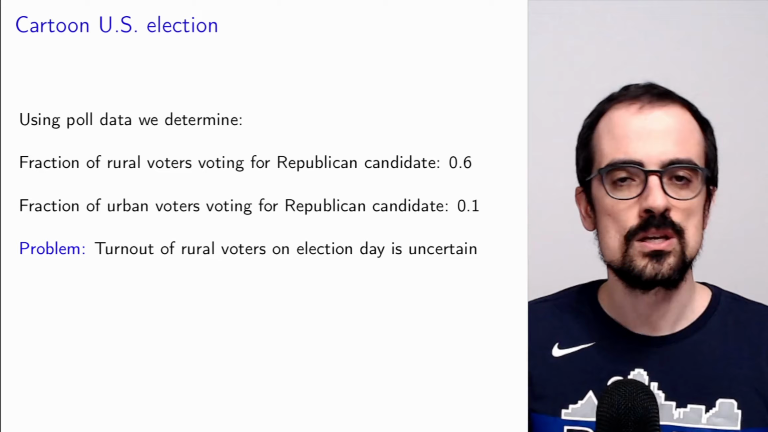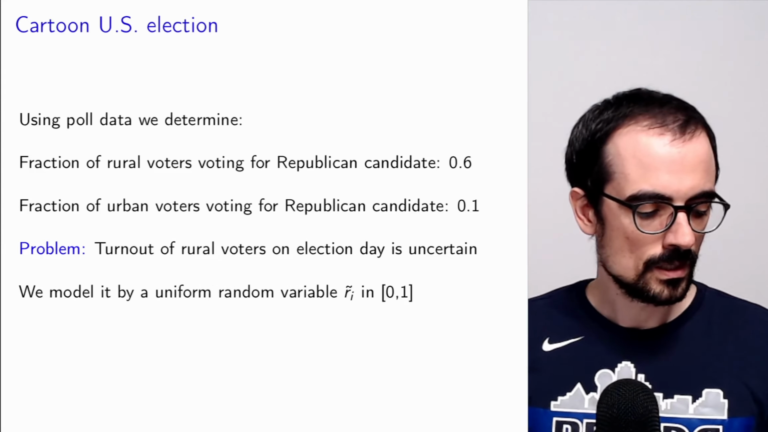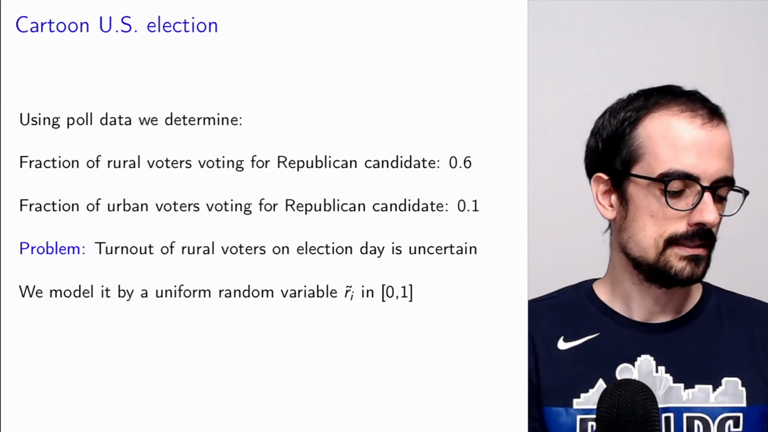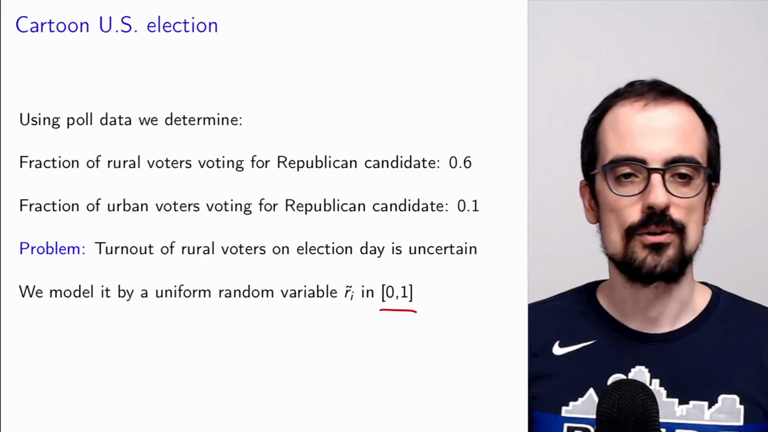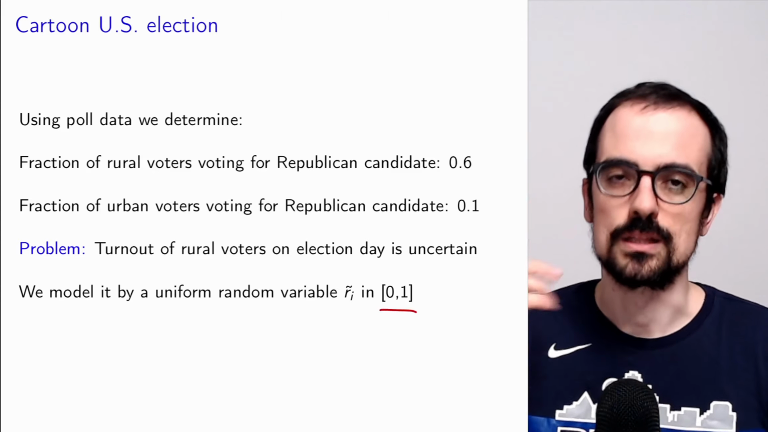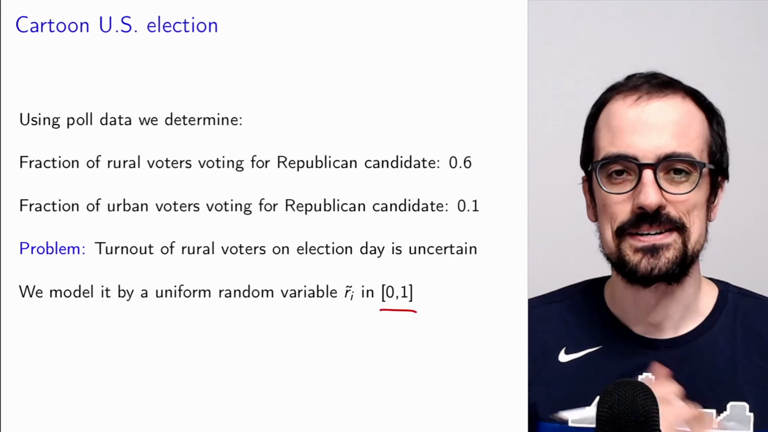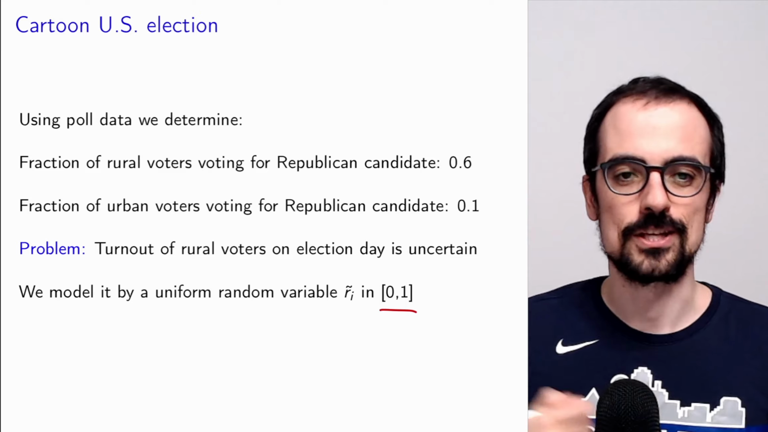So to reflect this, we're going to model the turnout of rural voters. We're going to model the turnout as a uniform random variable in [0, 1]. Okay? Well, we don't know how to model it. In this hypothetical scenario, we believe that this is a good model for the turnout.